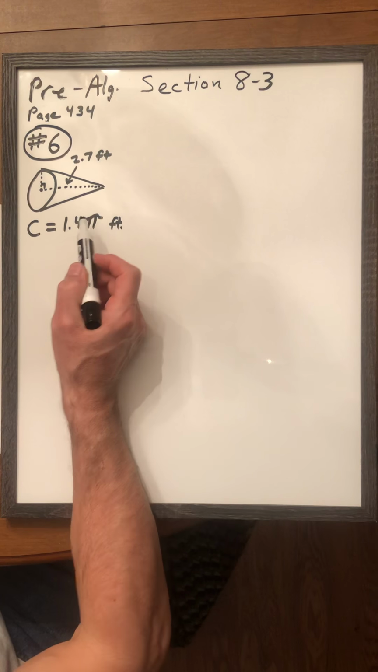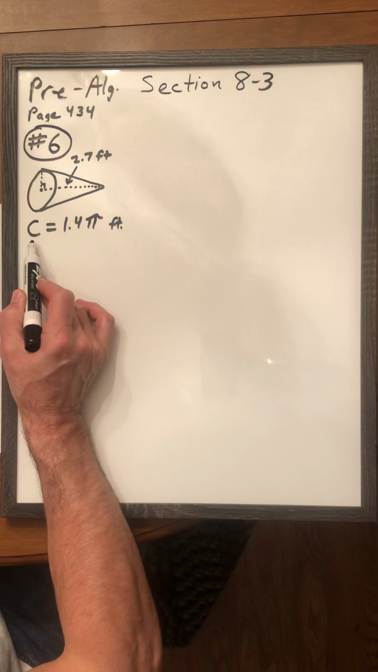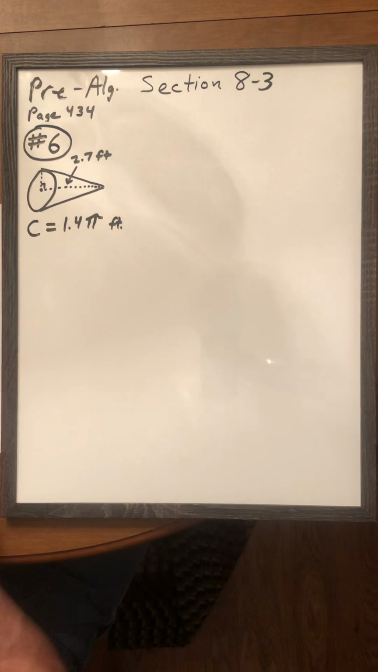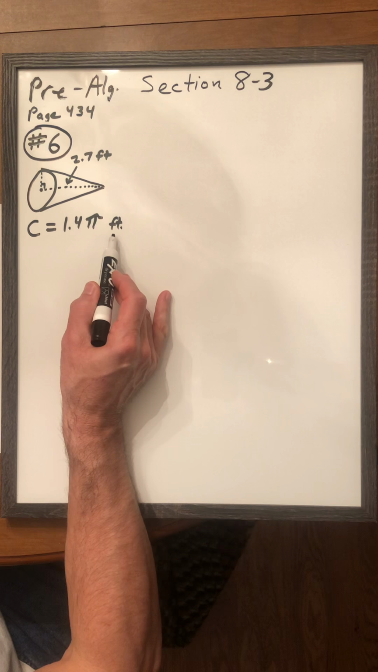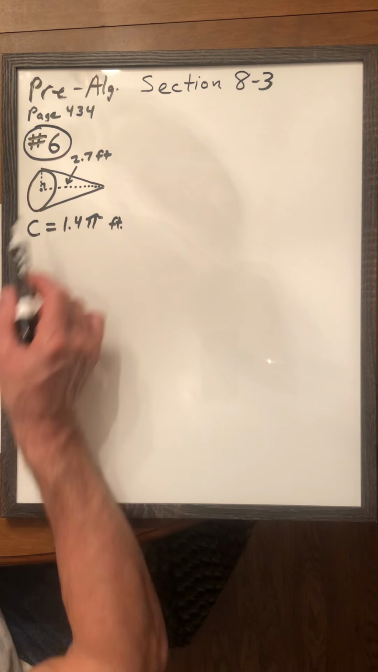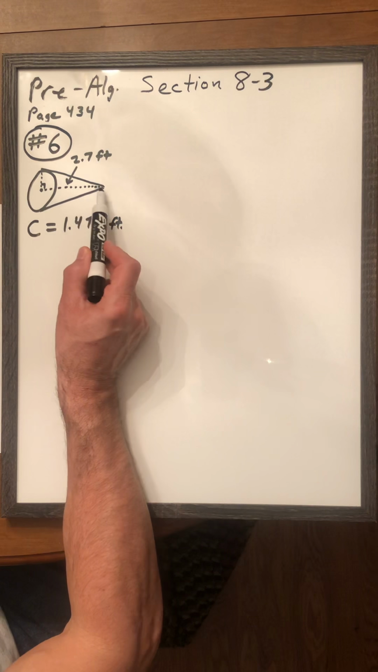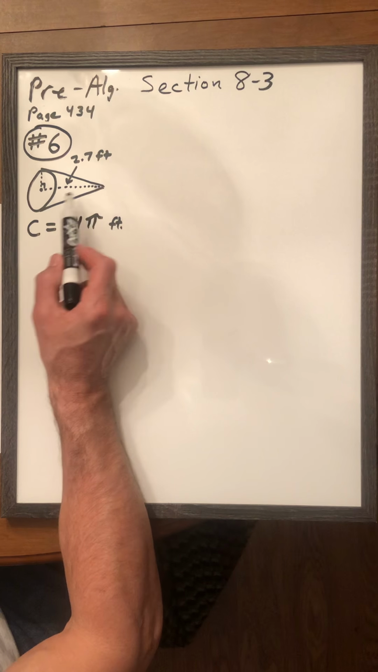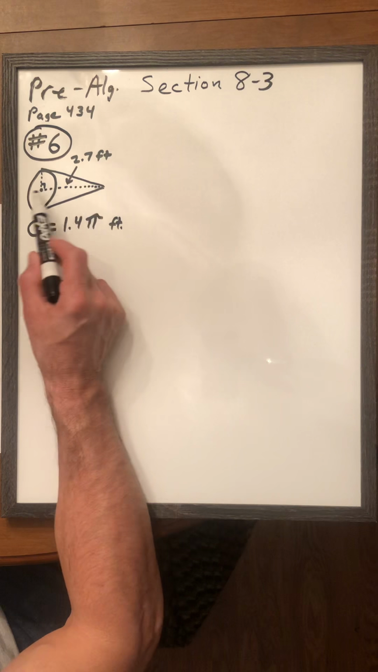Now, in this particular problem, it says, what is the volume of the cone in terms of pi, if the circumference of the base is 1.4 pi. So they're giving us the circumference of the base, which is 1.4 pi feet. We do not have the radius again. We need the radius. Now they did give us the height. The height is 2.7 feet, from the center of the base up to the point of the cone.